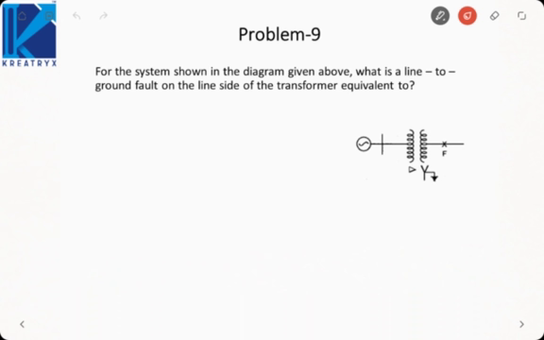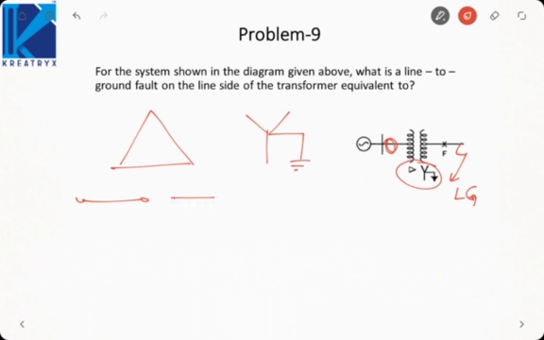In our last problem, it is saying for the system shown in the diagram given above, what is the line to ground fault on line side of transformer equivalent to? So here it is saying that LG fault is occurring. We have to see the fault here, or we have to refer the fault here. What will be the nature of fault? Now, if you see, this is a delta star type of transformer. In delta star grounded, what is the zero sequence circuit? Here we will keep open the series switch.